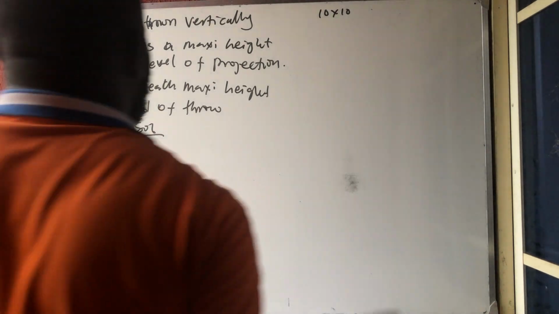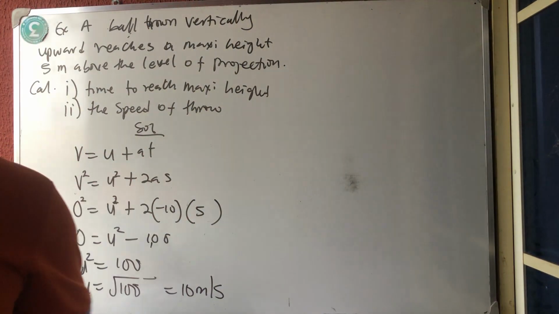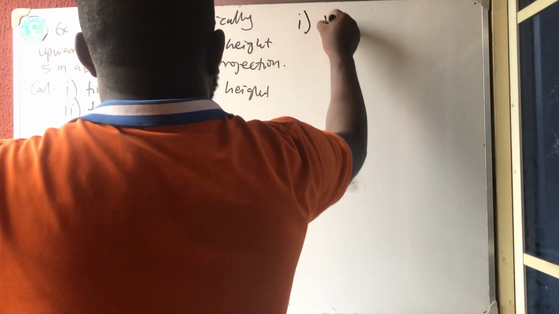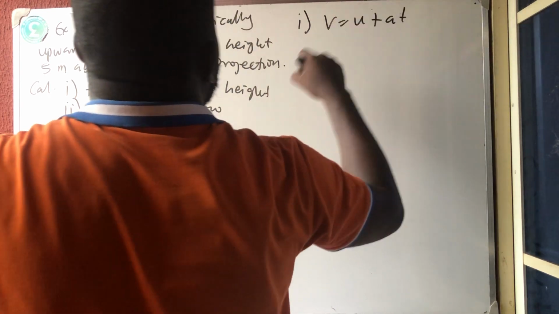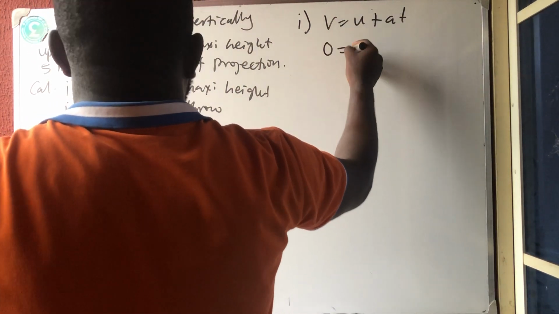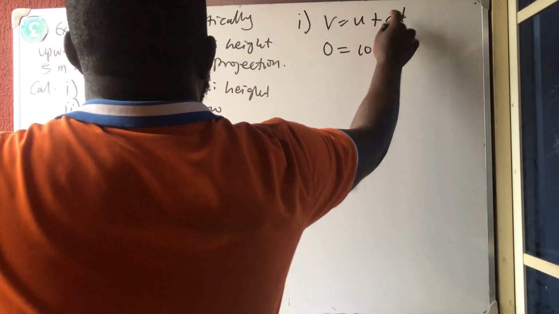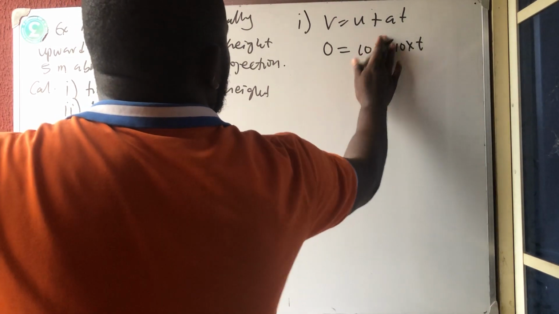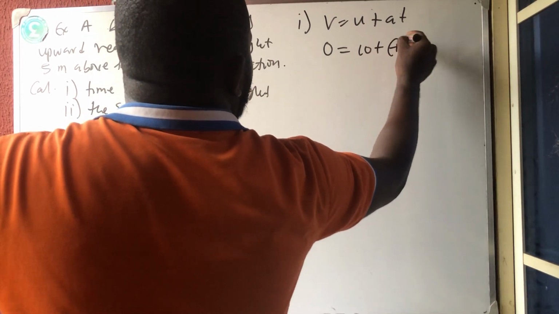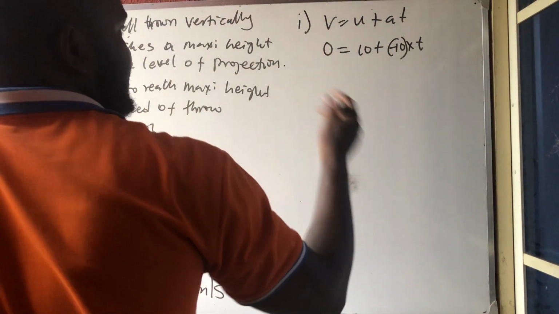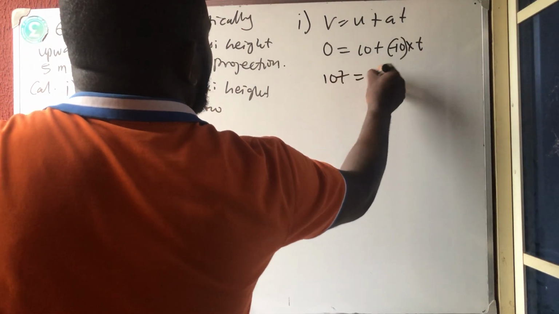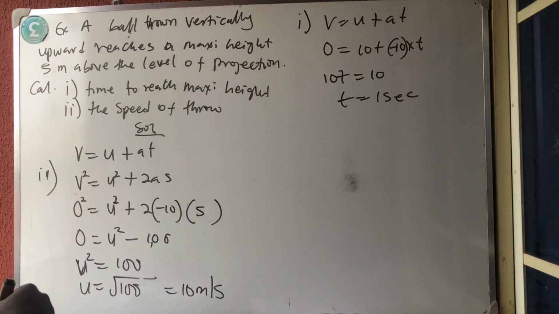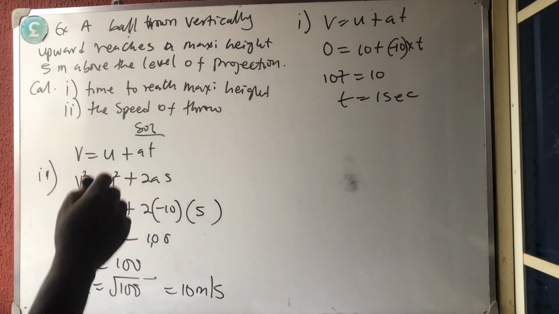So now the next thing we're going to do, since we have gotten u, to get t, we say v is equal to u plus at. So my final velocity is 0, is equal to initial velocity 10, plus my g, which is minus 10, times my t. Don't forget, because it's going against gravity. So 10t is equal to 10. My t is 10 divided by 10, which is 1 second. As simple as that.